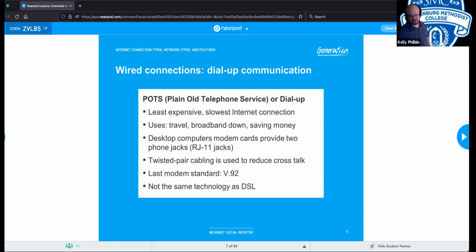Questions so far? So key things to remember: RJ11 is the cheapest and slowest, and it uses twisted pair, 2 to 4 pin.